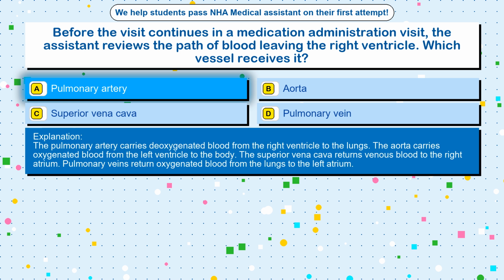The pulmonary artery carries deoxygenated blood from the right ventricle to the lungs. The aorta carries oxygenated blood from the left ventricle to the body. The superior vena cava returns venous blood to the right atrium. Pulmonary veins return oxygenated blood from the lungs to the left atrium.